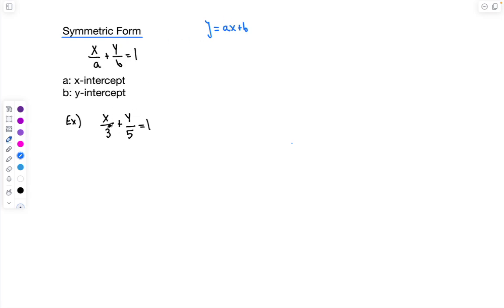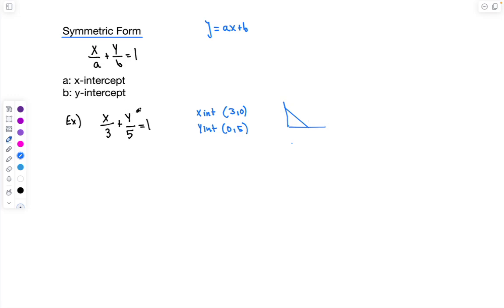So if we're given x over 3 plus y over 5 equals 1, well, we know that the x-intercept would be 3. Okay, so that would be our coordinate point. And the y-intercept would be 5, which then if you had to graph it, you'd be able to do that by graphing your intercepts, which would be your 2 points, where you would have 5 up here, 3 down here, and that would be your line, which as you see, this would be a decreasing line.